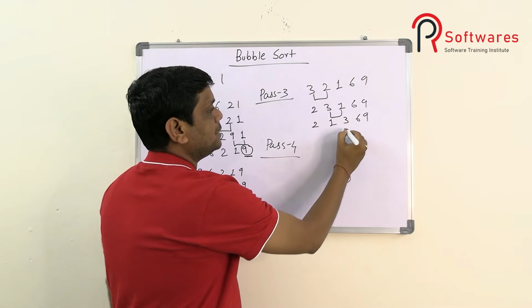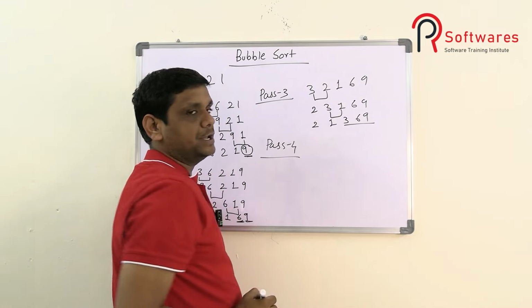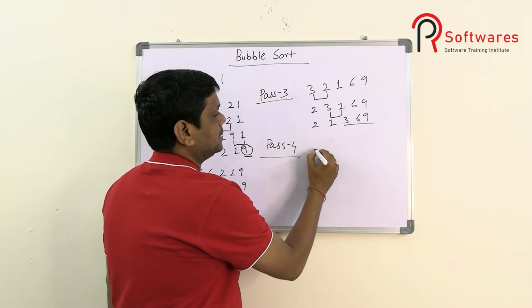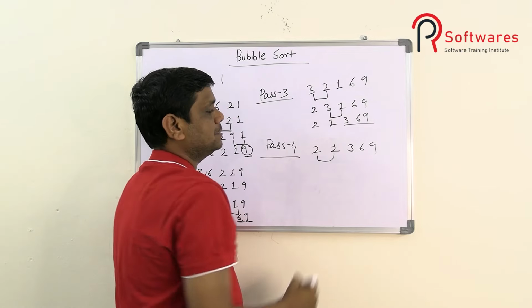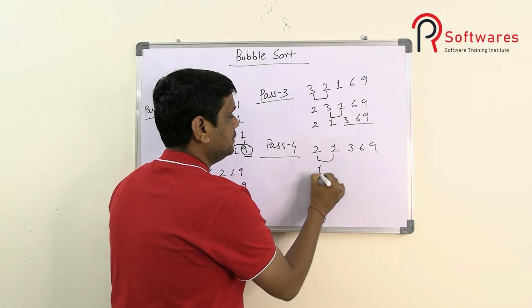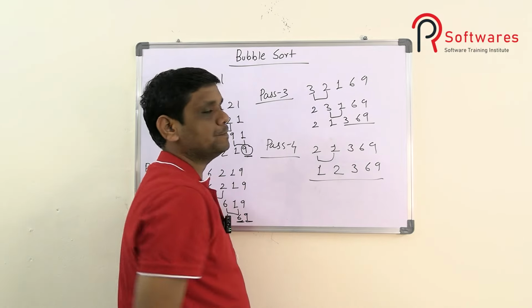Pass 4. Now 3 values are already sorted. Only it will check 1 swap. 2 with 1. 2 greater than 1. Let us write the values here. 2 greater than 1, condition true. So 1 will come here, 2 will come here, 3 will come here, 6 will come here, 9 will come.